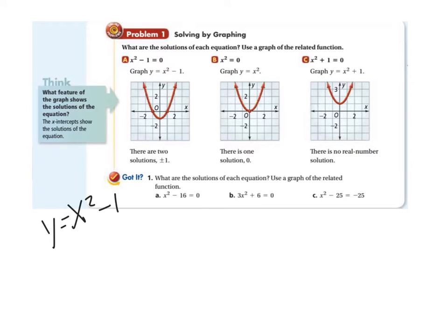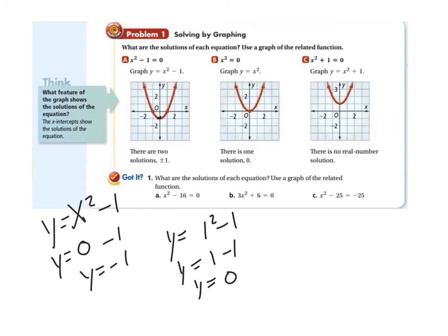So you'll plug in a 0. y equals 0 minus 1, so y equals negative 1. So you graph the point 0, negative 1, which is down there. And then you can put in some other numbers. Plug in a 1: y equals 1 squared minus 1. Well, 1 squared is 1, minus 1, y equals 0. So you'll plot the point 1, 0. Oddly enough, that happens to be a zero. It's right there.